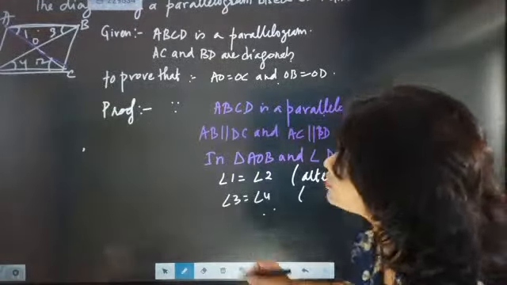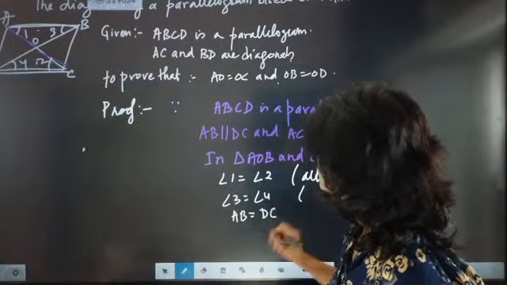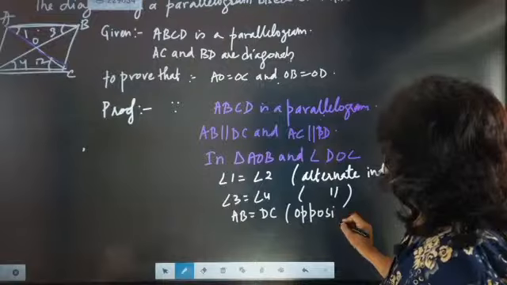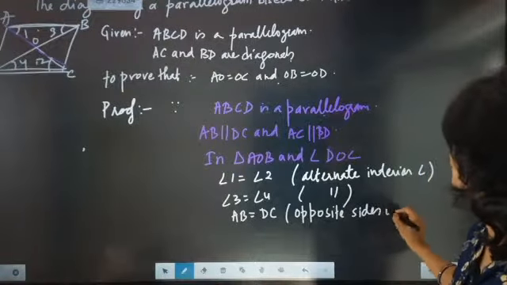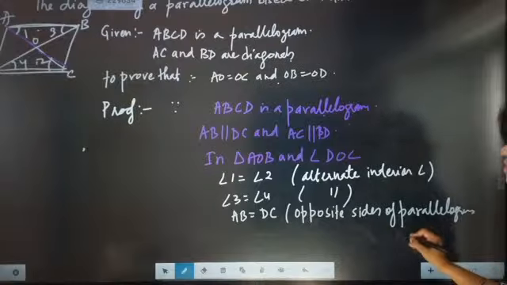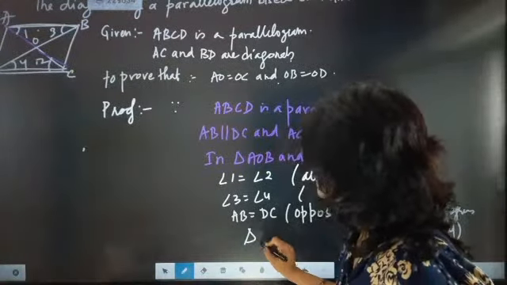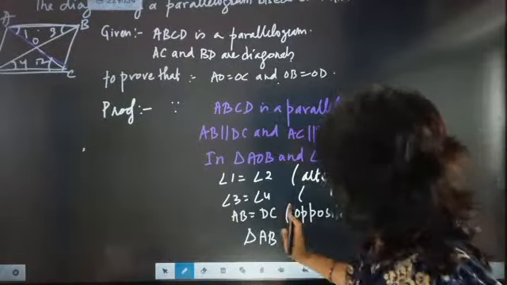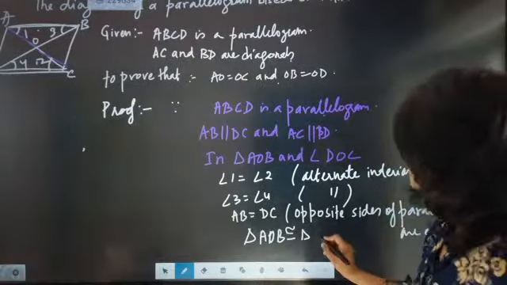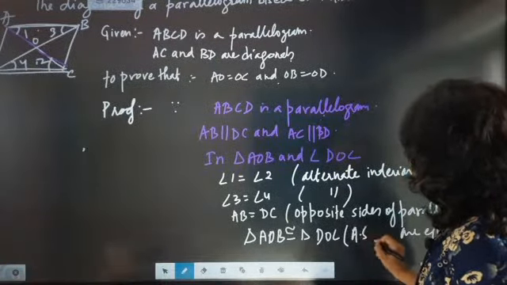So AB will be equal to DC. Why? Opposite sides of a parallelogram are equal. So now we say that triangle AOB is congruent with triangle DOC by angle side angle.